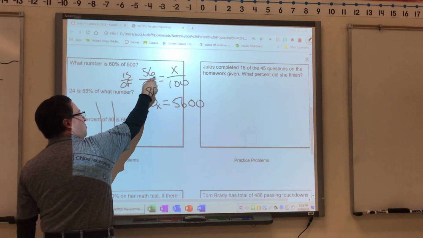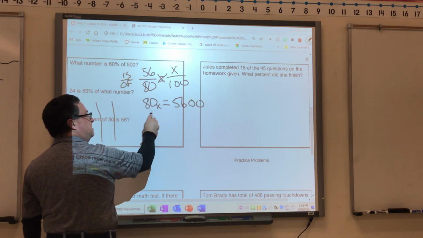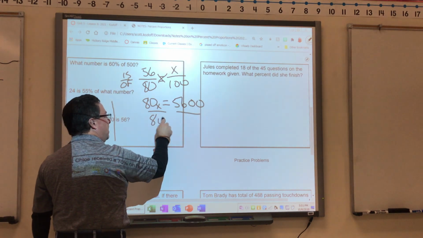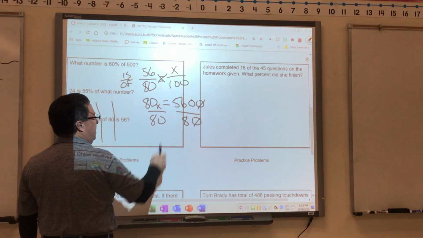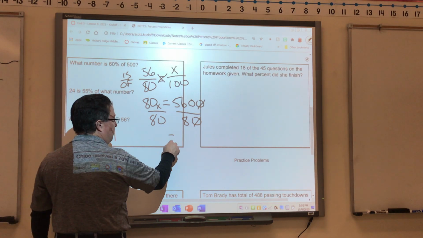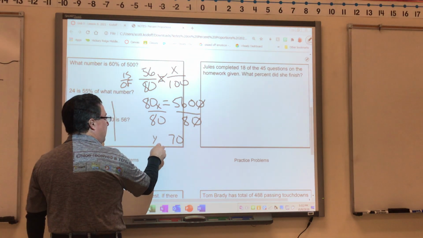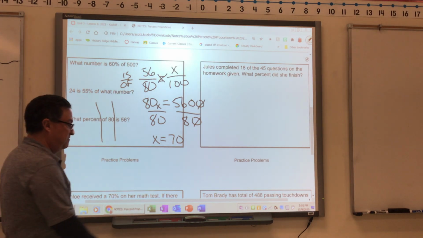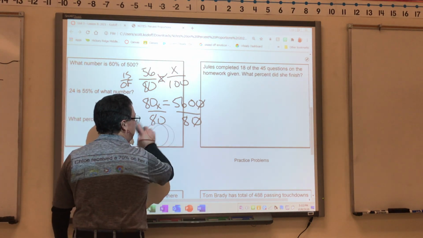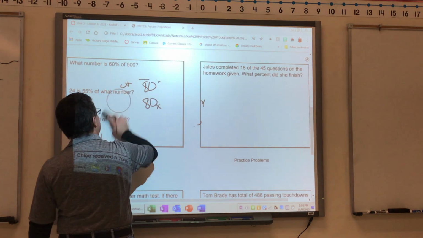Remember again, people, cross, multiply, divide. I'm going to divide by 80. I'm going to take those 2 away, and 8 into 56 is going to go 7 times. So my x is 70. That means 70% of 80 is 56. All right, there you go. We've got 3 of those down.